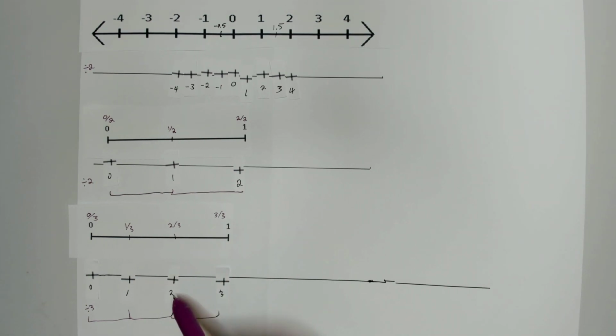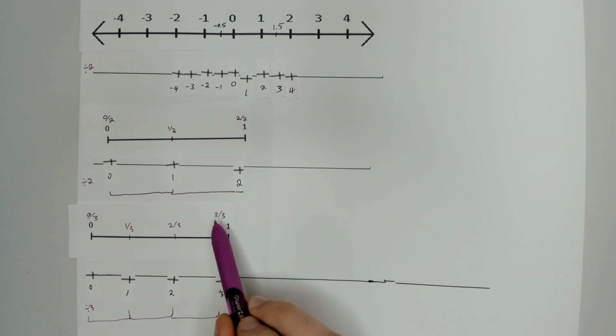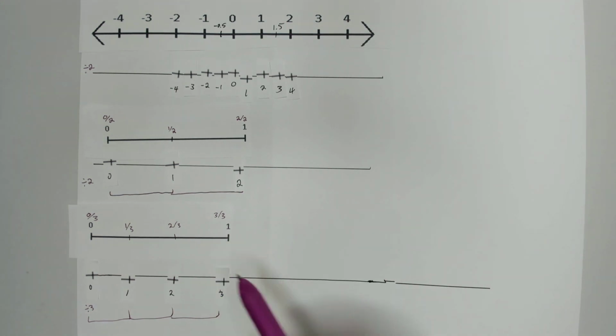2/3 is just 2 divided by 3. We had 2 on the number line. We divided the number line by 3. So we get 2 is 2/3. And then also for 1, we get 3/3, right? 3 divided by 3 is 1.